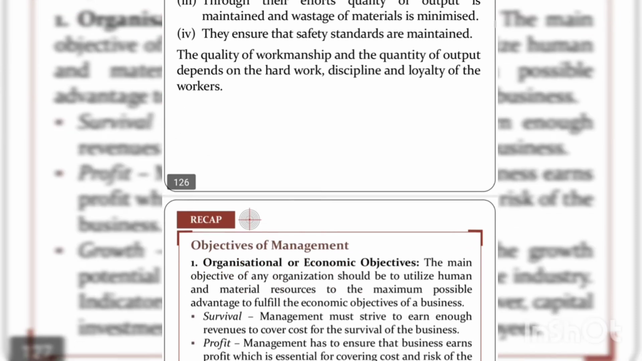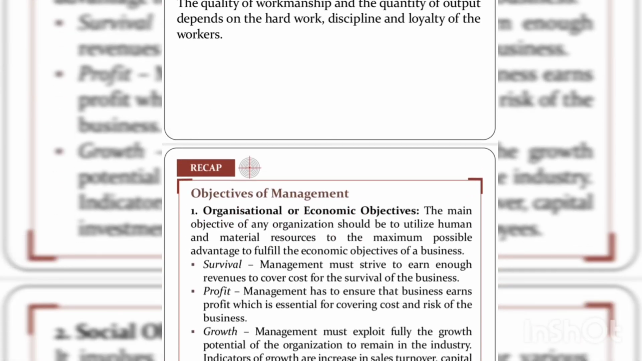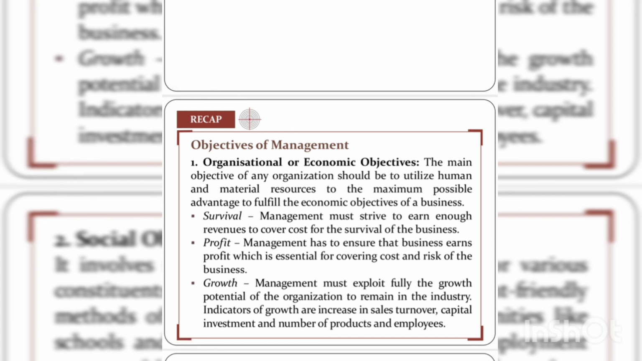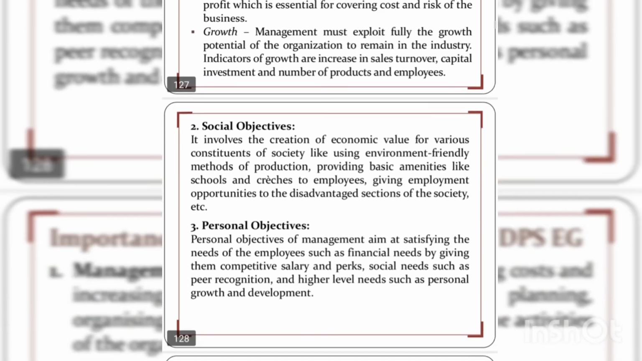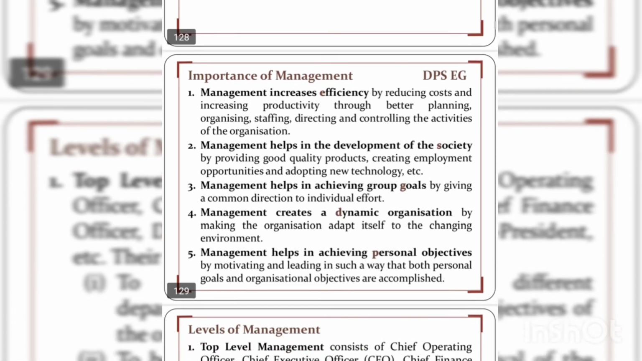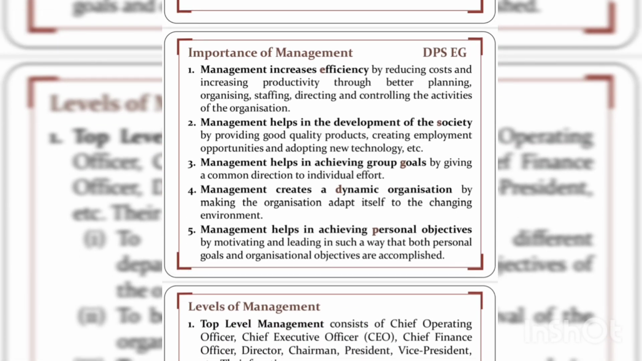At last, we will recapitulate what we have studied today. First, I started with the objectives of management. We have 3 objectives: organizational, which is also known as economic objective, second is social, and the third one is personal objective. Moving on to the next topic, the importance of management, where we discussed its importance. First, it increases efficiency. Second, it helps in the development of the society. Third, it helps in achieving group goals.